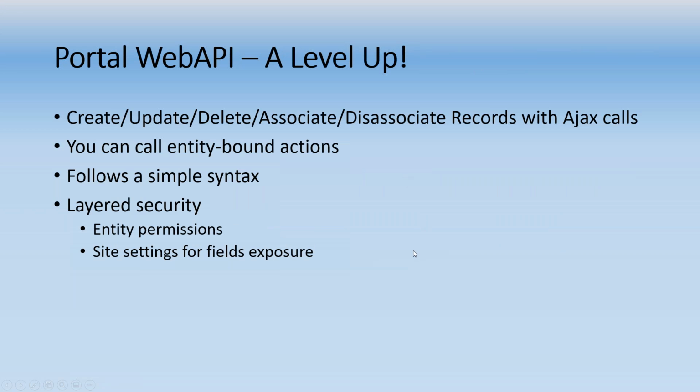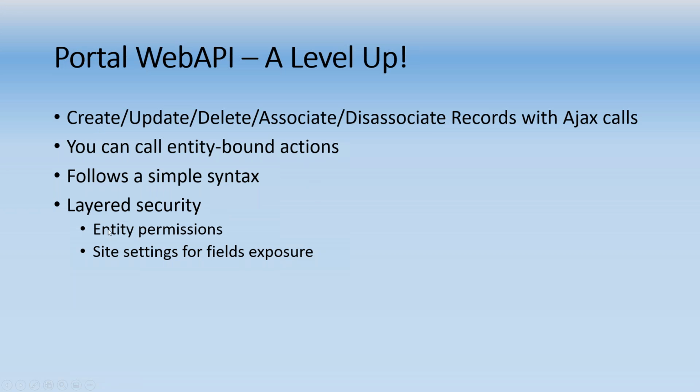So, Web API. Web API was introduced last year in private preview. Then a couple of months ago, it became public preview. It can basically create, update, delete, and disassociate records with AJAX calls. And you can also call entity bound actions. There are also global actions coming in wave 1 of 2021, but for now we can only call entity bound actions. It follows a simple syntax.